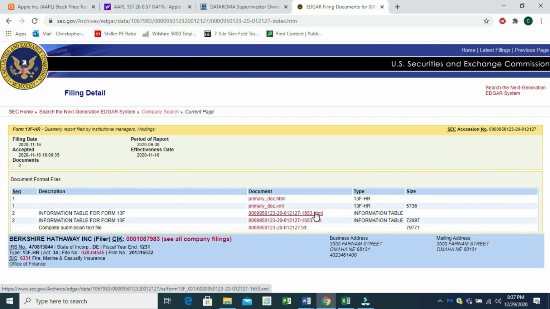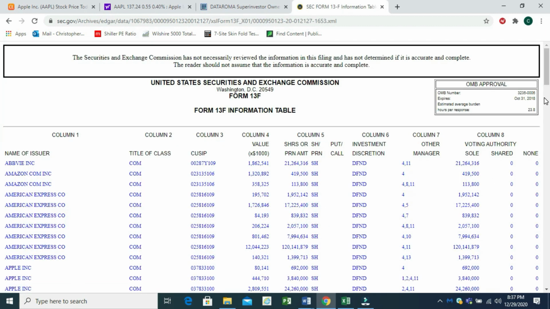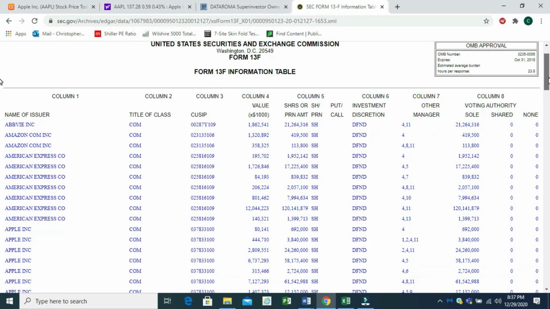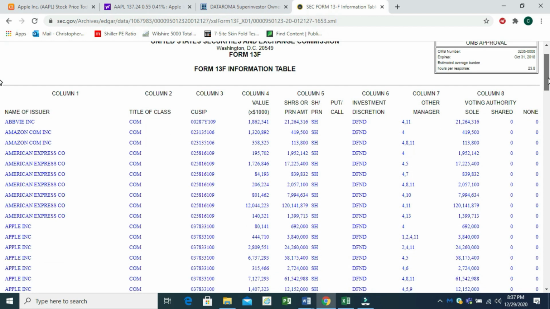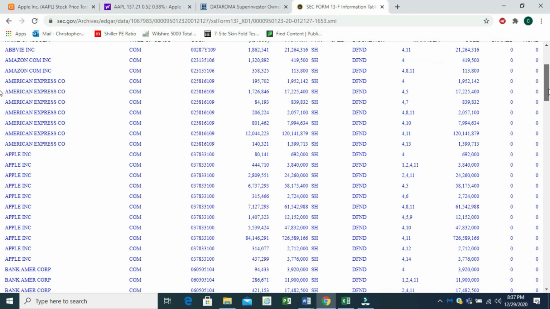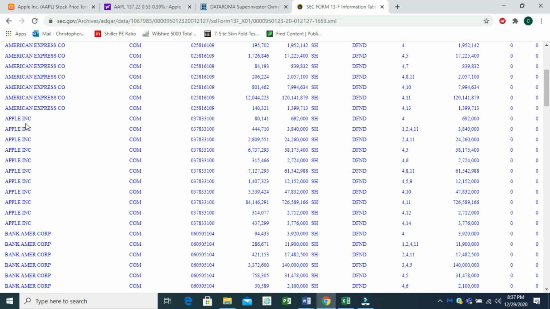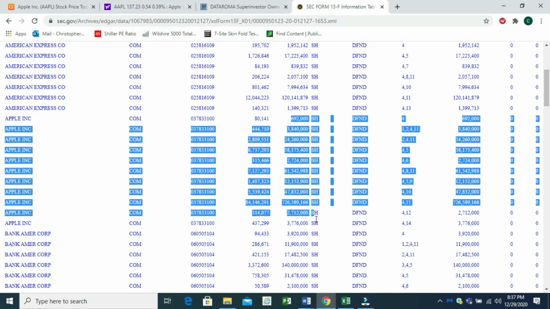So I'm going to go to the information table, HTML, and I open it up. And this, yes, I have clicked on the right thing. This is Warren Buffett's holdings currently. So it's in alphabetical order. Great. Apple comes up fairly soon in the list. And we can see, yes, he definitely holds close to 1 billion shares. So this is his share count. Yeah, he holds quite a bit still. So yes, Apple is something that is currently in his portfolio.